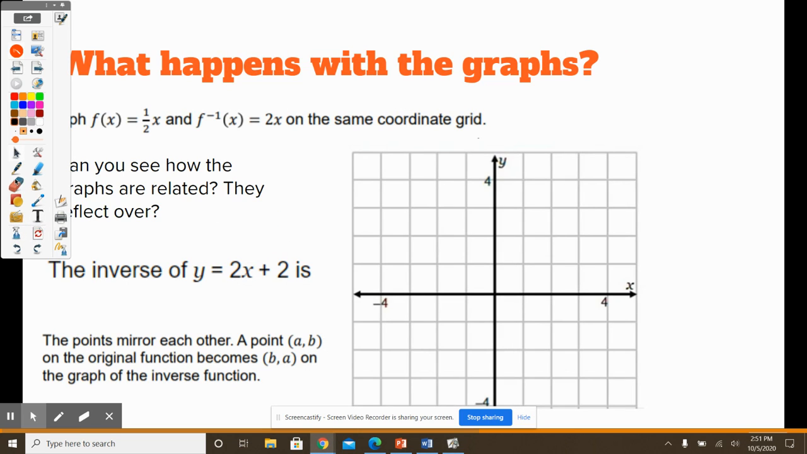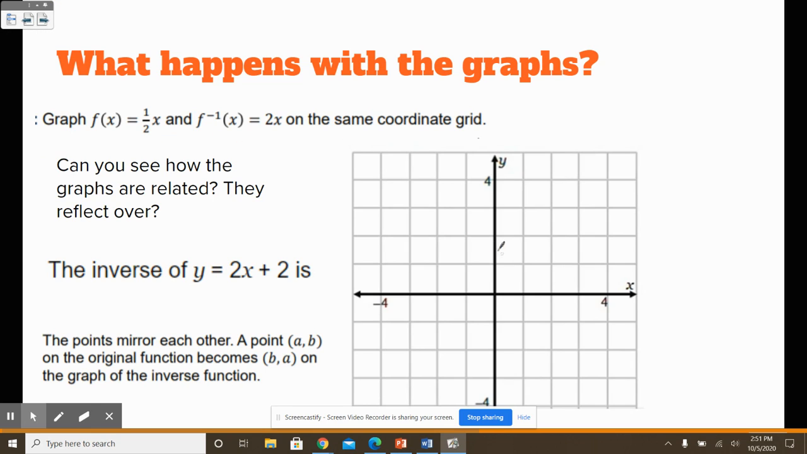Okay, so what do the graphs of inverses look like? Because this is another property of inverses. Let's graph 1/2 x. So I rise 1, run 2, rise 1, run 2. Okay, and we have a kind of flat line like we talked about. Now if I graph y equals 2x, it rises 2, run 1. I don't know if you're going to be able to see this relationship or not, but there is a relationship between inverses.